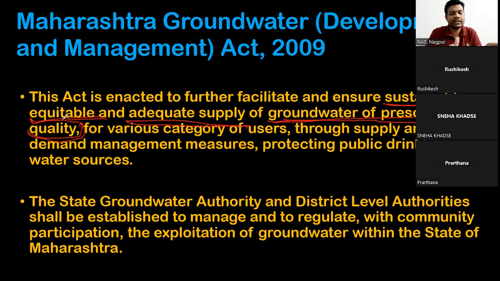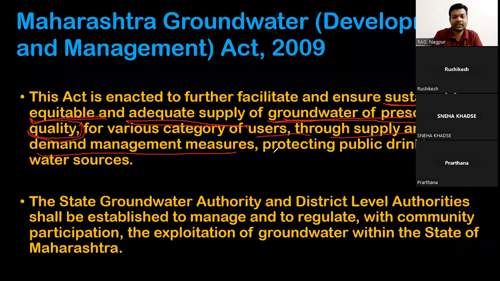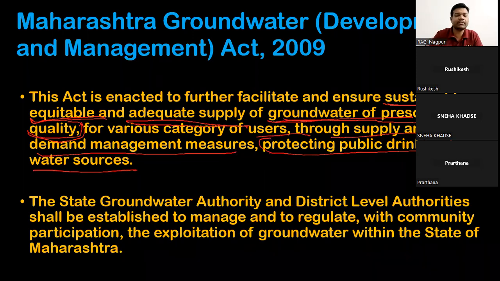These are all related to drinking water as well as irrigation water, for various categories of users through supply and demand management measures. Protecting public drinking water sources is one of the aims of this act. You can be asked about this aim or definition of the act. Another aim is protecting public drinking water sources, such as rivers, ponds, and lakes.